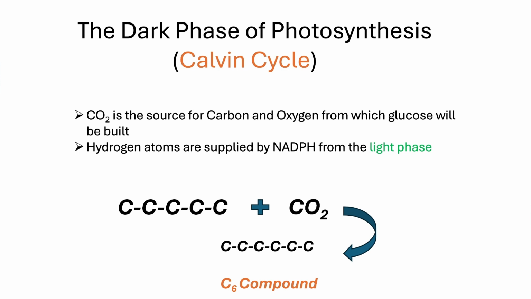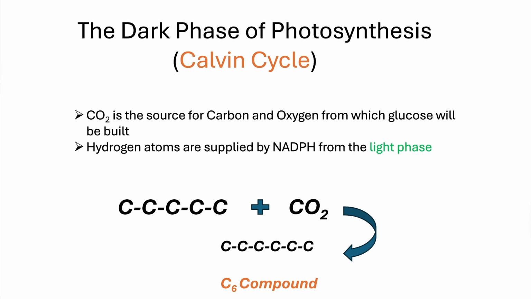So carbon dioxide is the source of carbon and oxygen from which glucose will be built. Remember, in the chemical formula for glucose we have 6 carbons, 12 hydrogens and 6 oxygens. Now where we get these elements is from carbon dioxide. Carbon dioxide is absorbed into the leaves from the atmosphere. Remember, the requirements for photosynthesis we said was carbon dioxide.